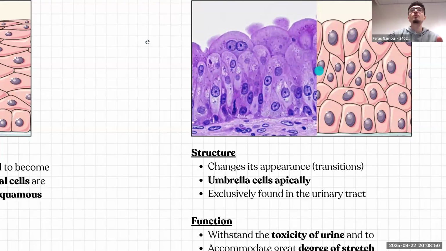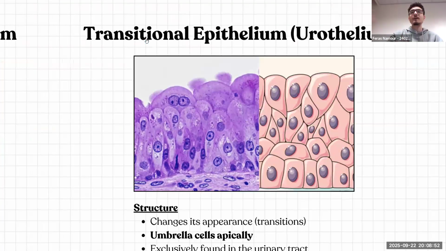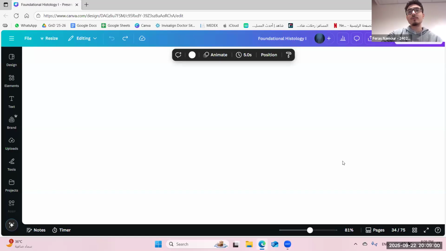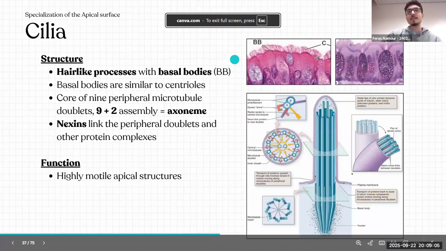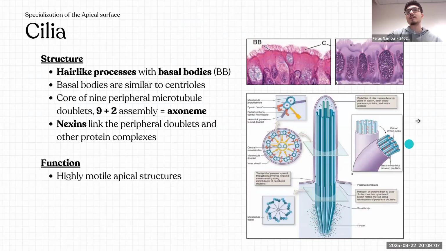Let me show you transitional epithelium one more time. Transitional epithelium is true stratified, okay? These cells are not all touching the basement membrane. They're very different. And we have umbrella cells. You couldn't see umbrella cells over here, tamam? These are not umbrella cells.